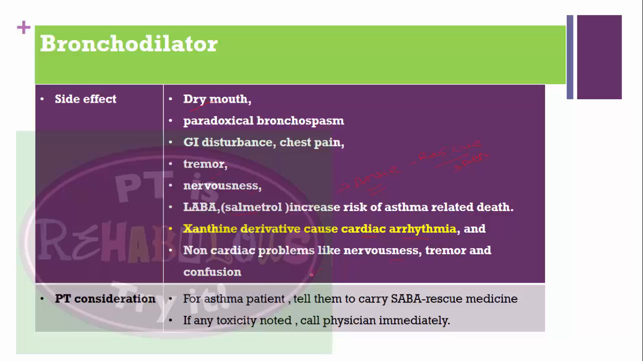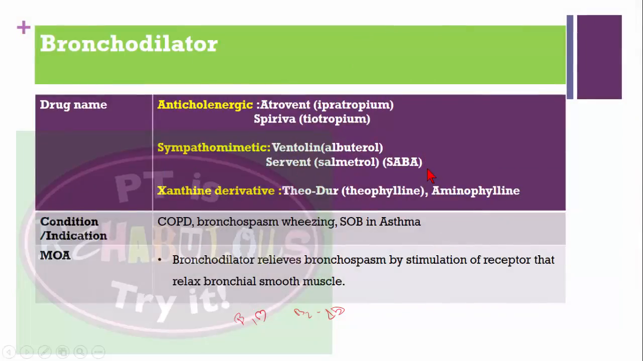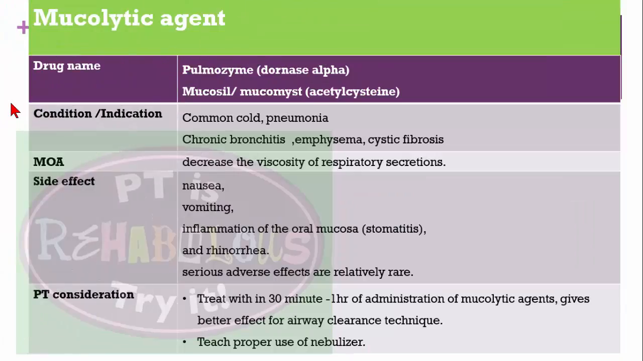As a physiotherapist, we have to take care of the asthmatic patient because if they are having asthmatic attacks, tell them to carry short-acting beta-2 agonist agents as rescue medicine, and if toxicity is noted, immediately notify their physician. Short-acting beta-2 agonists like albuterol are the ones we can use as a SABA rescue drug.